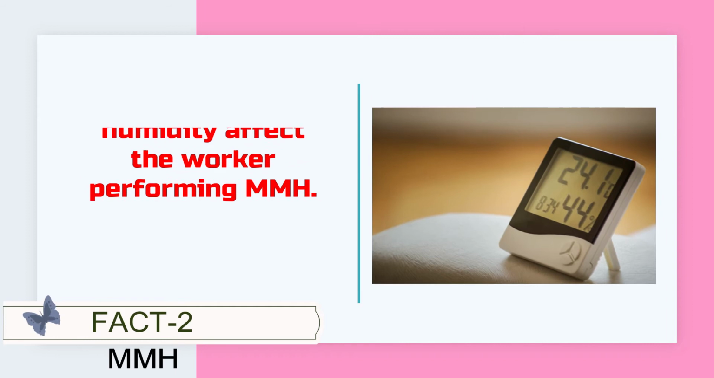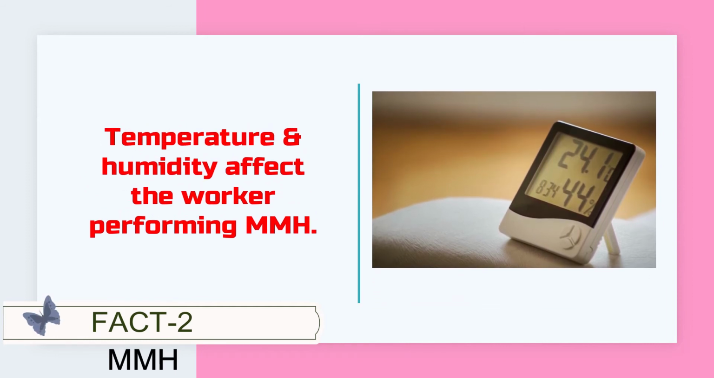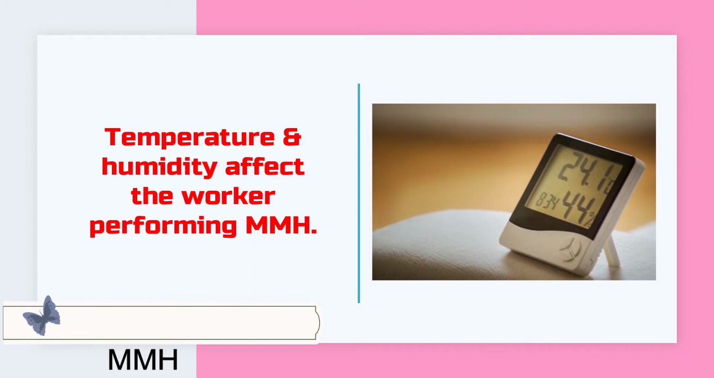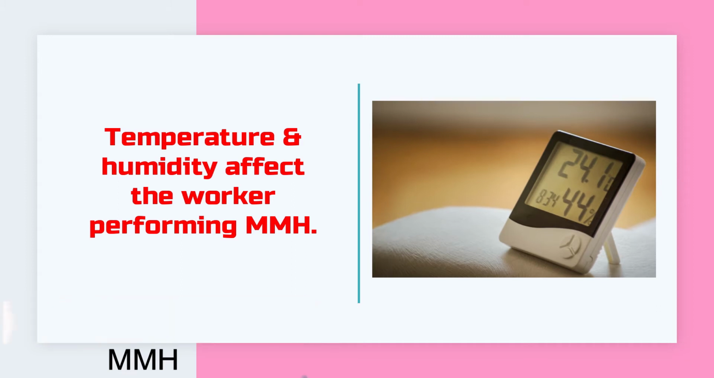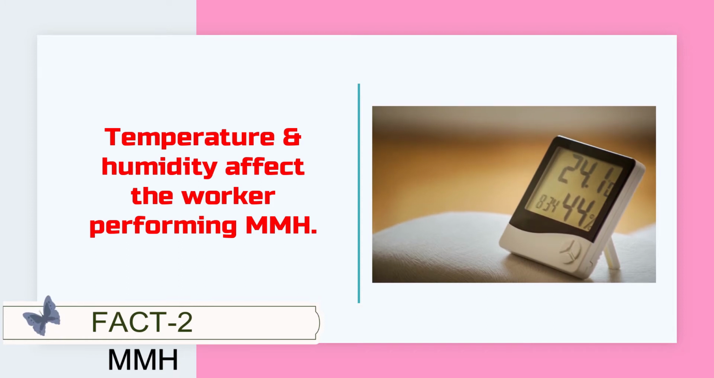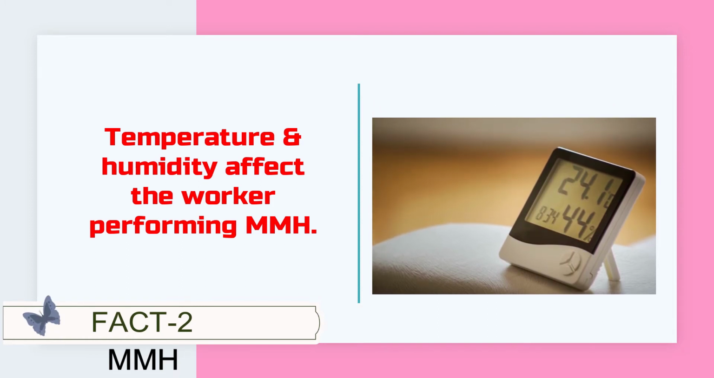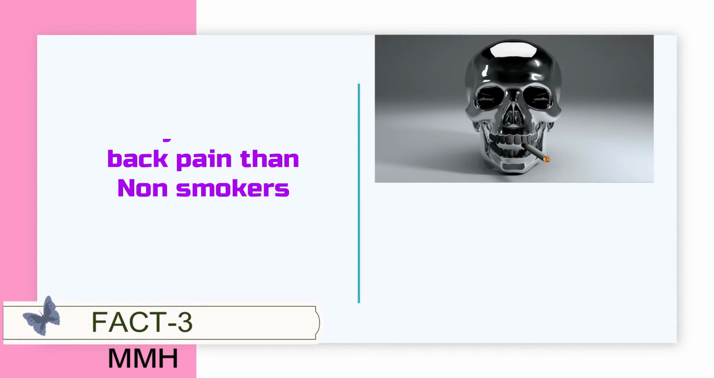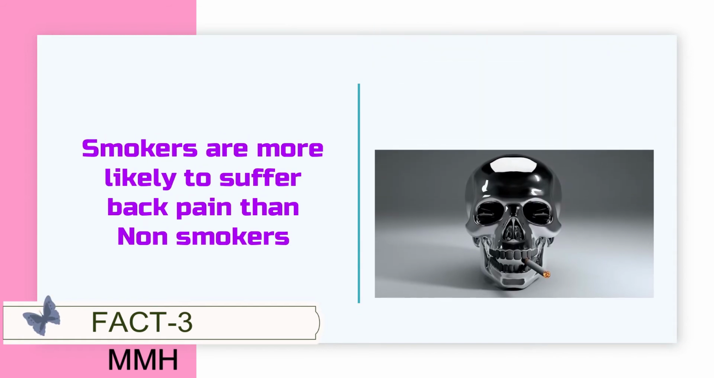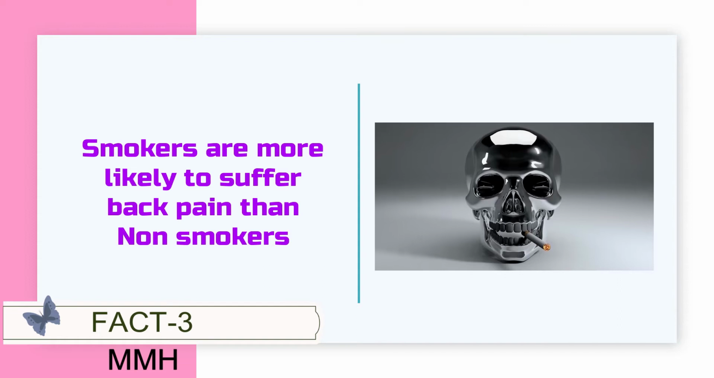Let us look into the second fact. The second fact is temperature and humidity. It affects workers performing manual material handling. When it is too hot or too humid, the worker tires more quickly and becomes more susceptible to back injuries. Research says that when exposed to temperature and humidity over time, the chances of getting injured while manual material handling are high.